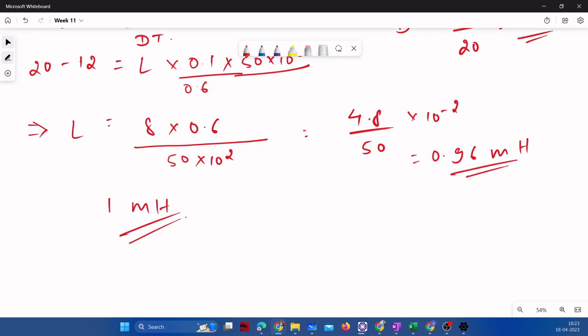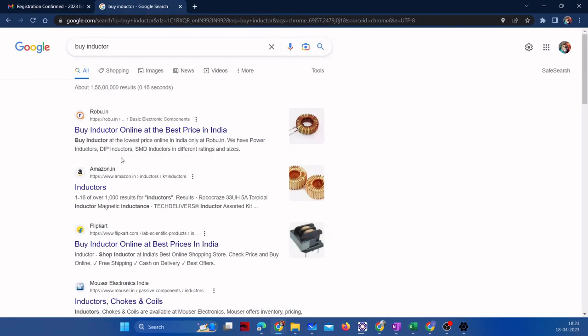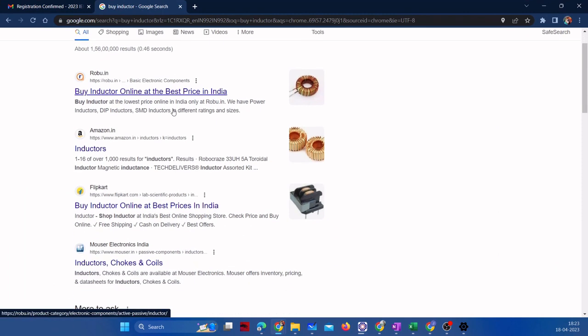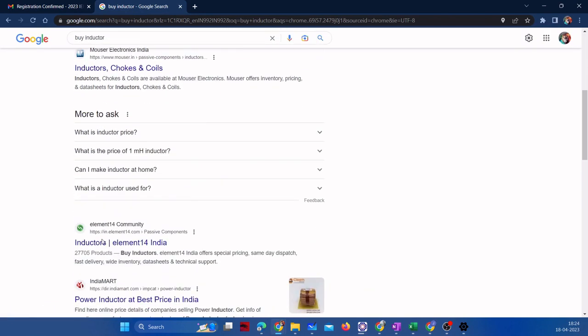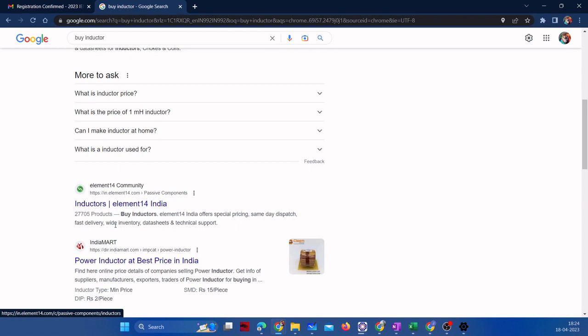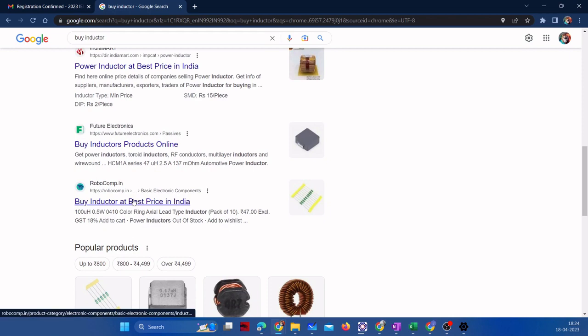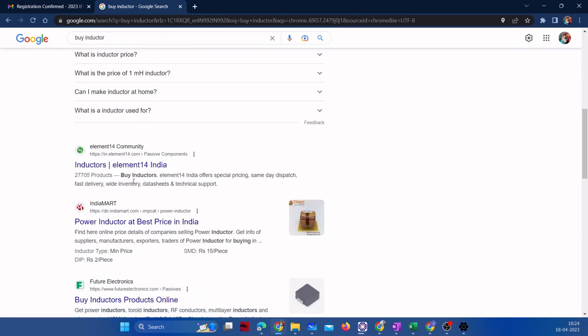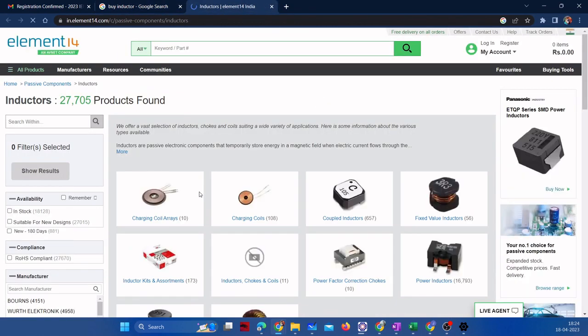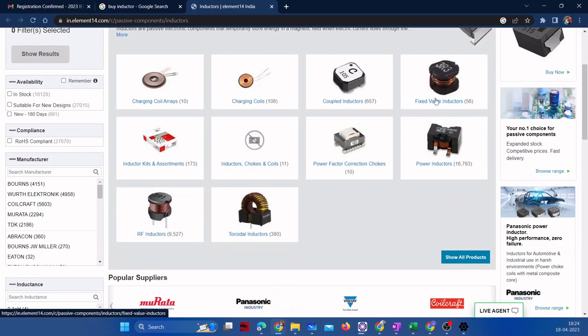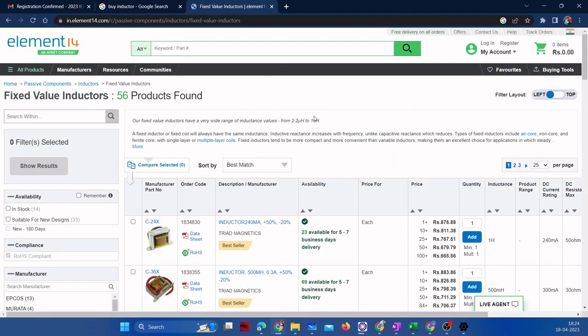Let me show it to you. If you can see the screen, if you just Google search for inductor, then you will see so many websites, right? Amazon, Flipkart, Mouser, and Element 14 is another website, IndiaMart, Future Electronics. There are so many websites. If you open any one, let me open Element 14, then you go for fixed value inductor.